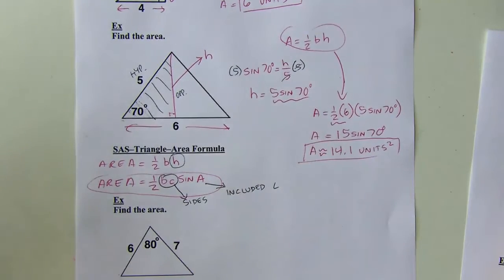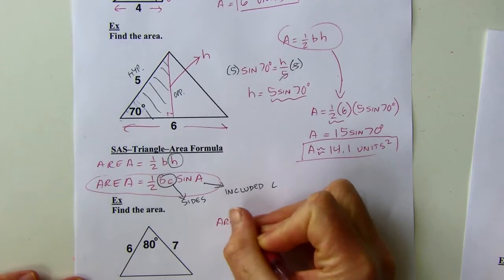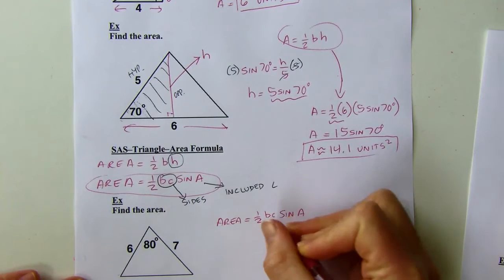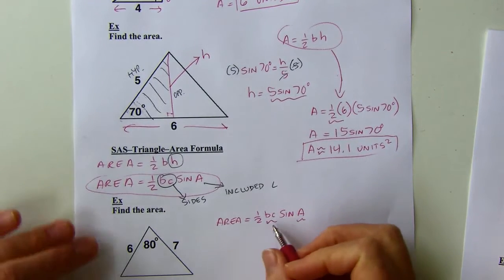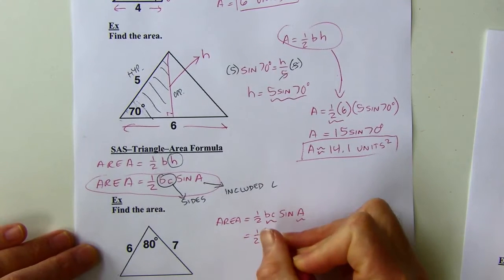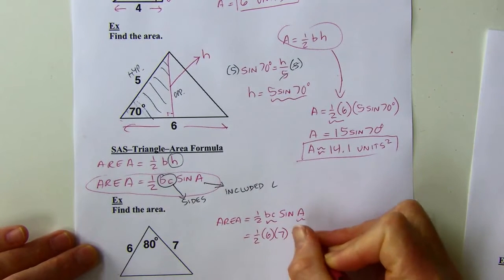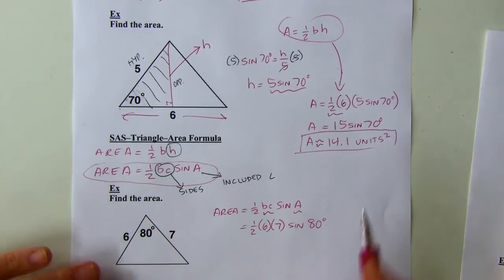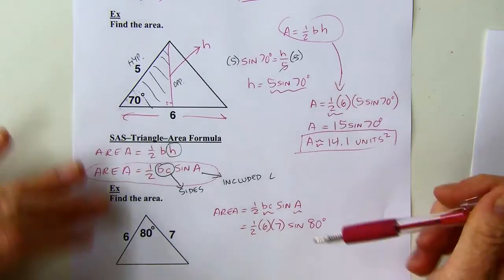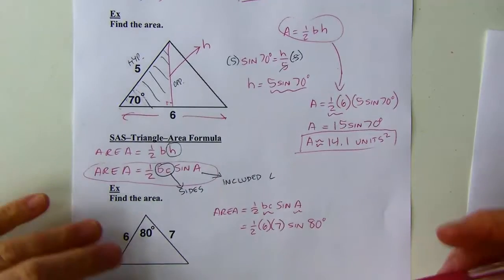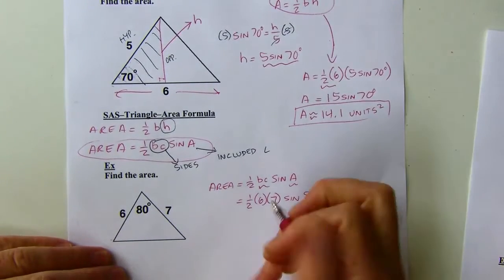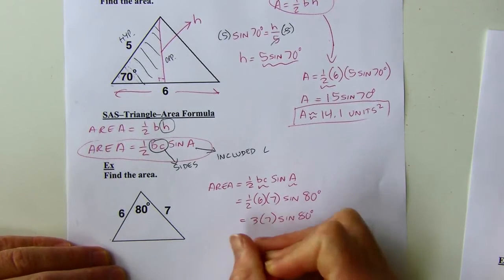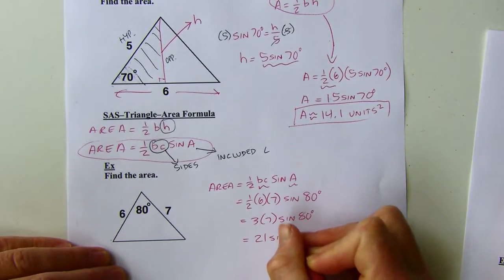So if I can remember this formula, my area equals 1/2 of BC times the sine of A. Well, here's my sides, here's my angle. So my sides are going to be 6 and 7, and then the included angle is 80 degrees. Even though this is a little bit complicated to show you how this works, once you know the formula, if you know where to plug the pieces in, these problems are very simple. So let's see, 1/2 of 6 is 3, right? So this is going to be 21 times the sine of 80 degrees.